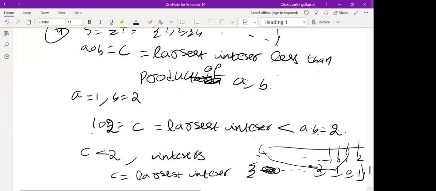Can you give another example? Different pair, it gives different values, ma'am. Oh, it can be different values. For different pairs, you can get different values.